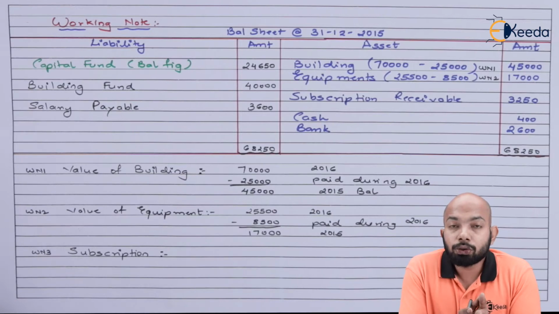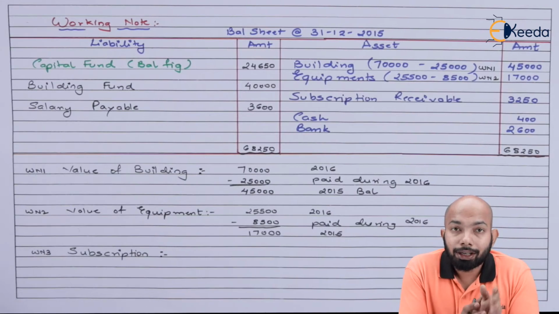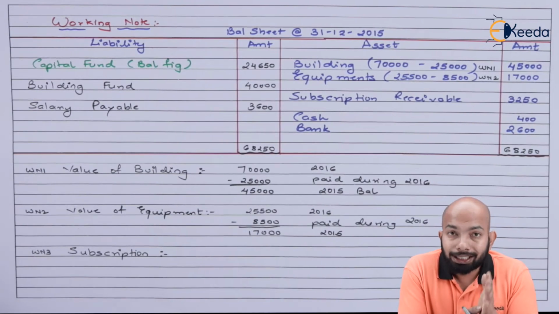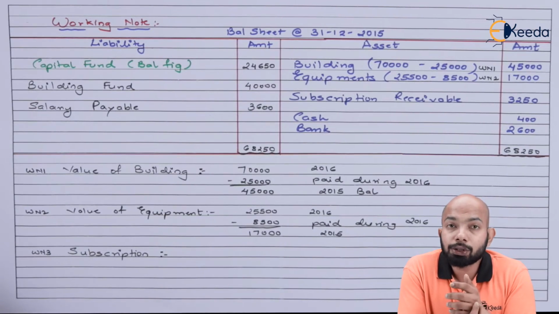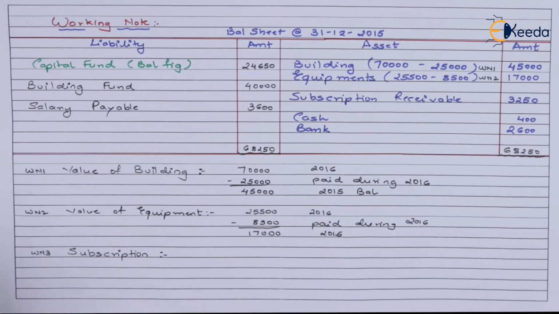So when it comes to 2015 subscription, the receivable amount was, that means the subscription receivable, or rather that was supposed to be received in the year 2015 as mentioned in the balance sheet as well. That refers to 3250.